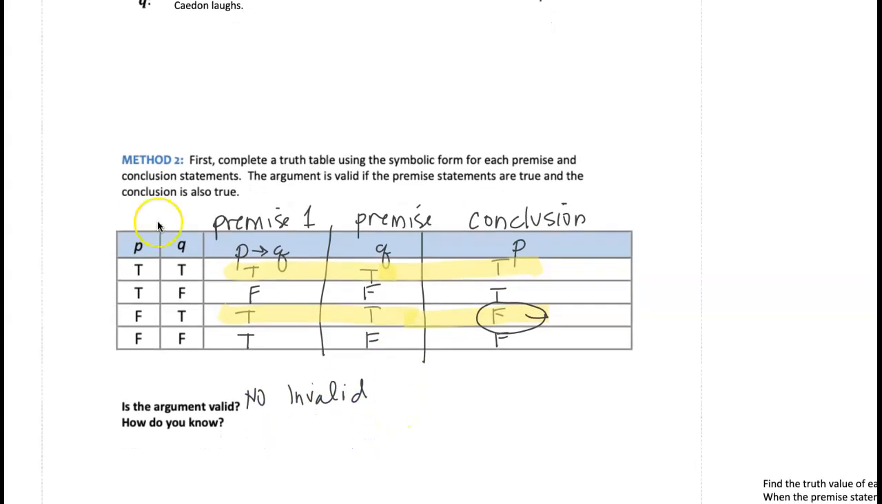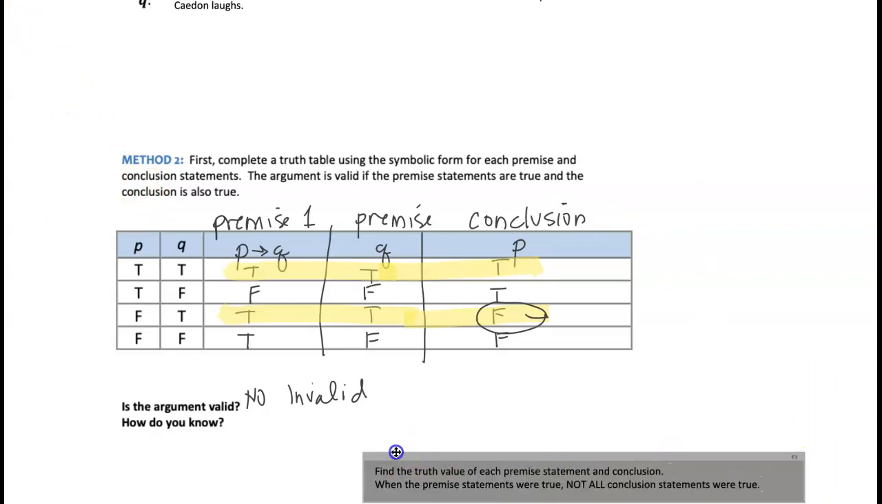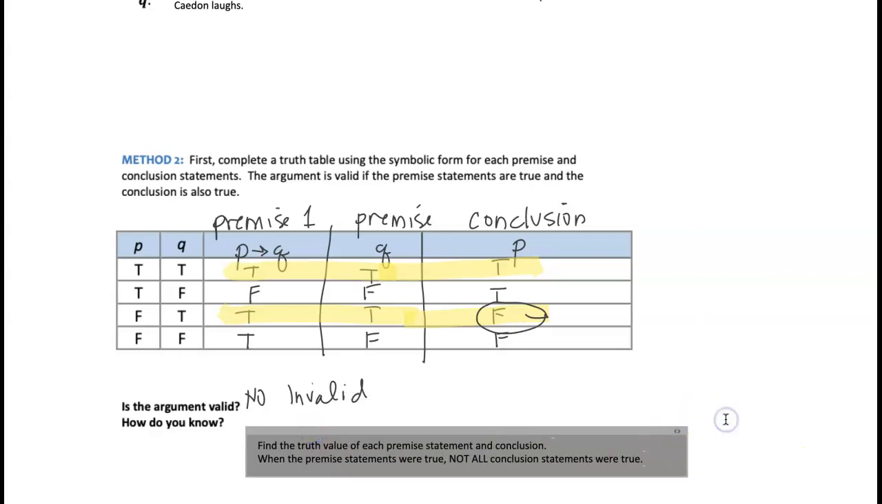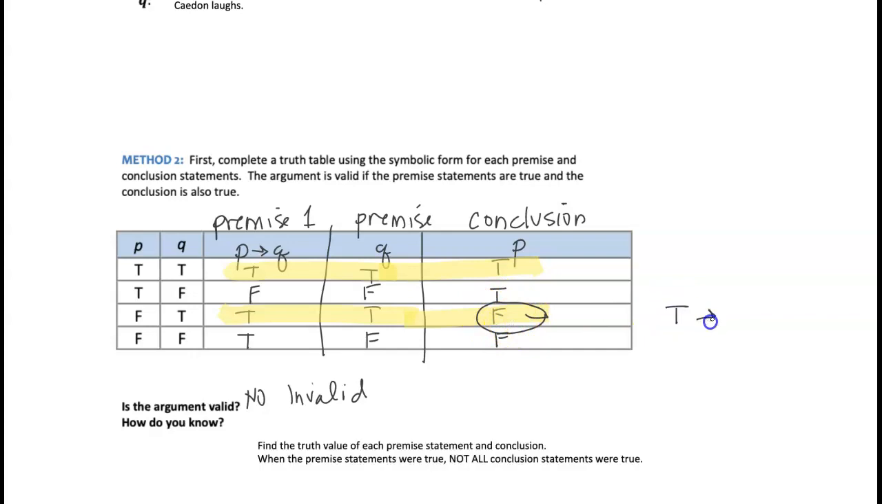And how do we know? We know our argument is invalid because whenever we found the truth values of the premise statements and conclusion, when the premise statements were true, not all of our conclusions were true. So this is going to give us a false truth value, which indicates an invalid argument. And that ends example 2.